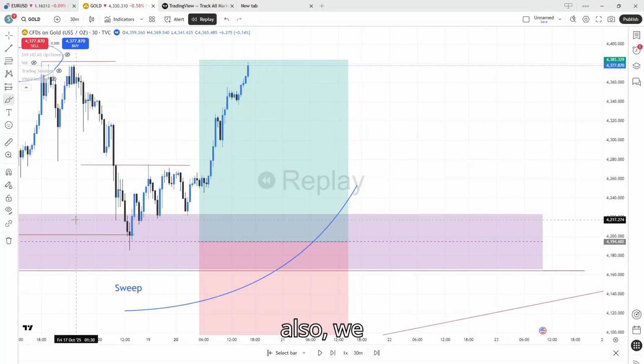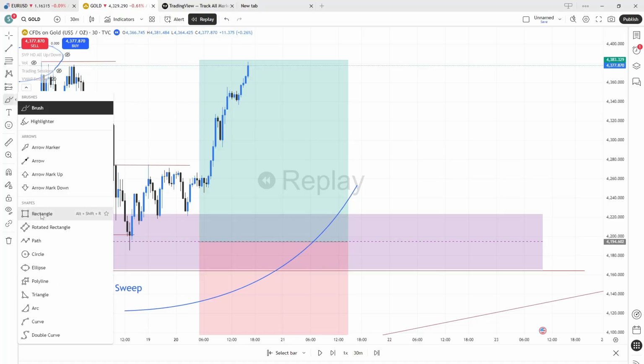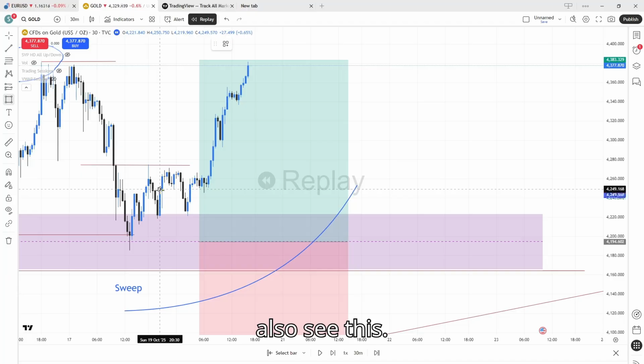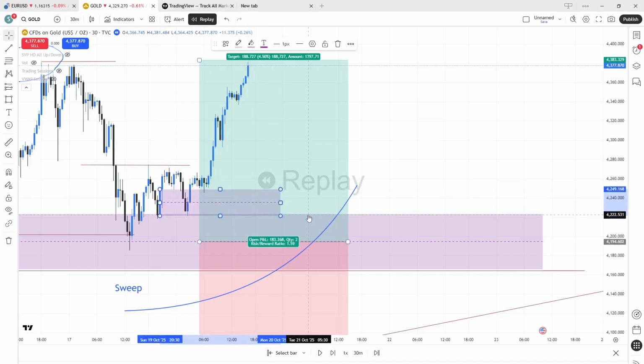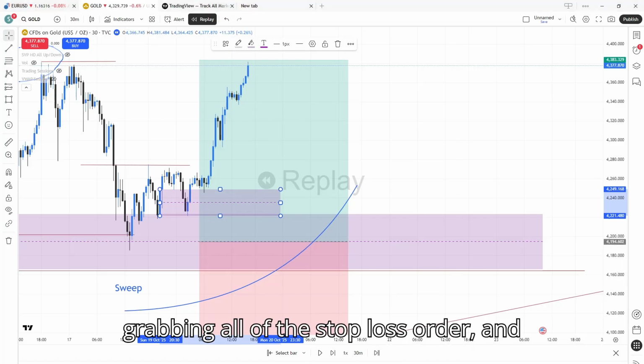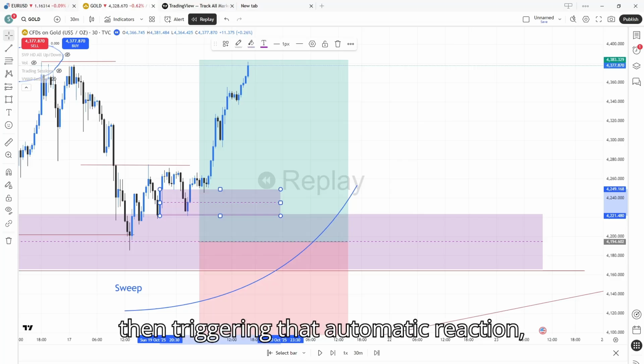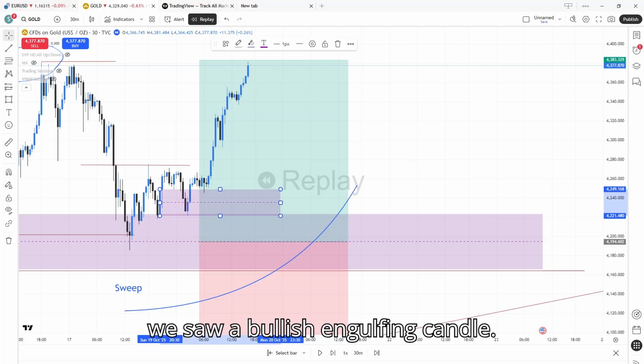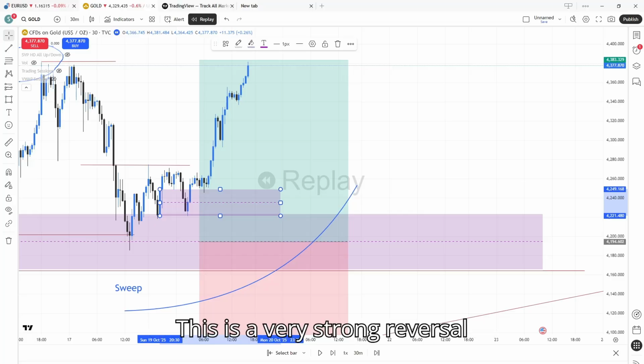And also we also see this. So after taking out the two key lows, grabbing all of the stop loss orders and then triggering that automatic reaction, we saw a bullish engulfing candle. Okay, this is a very strong reversal signal that indicates aggressive buying pressure.